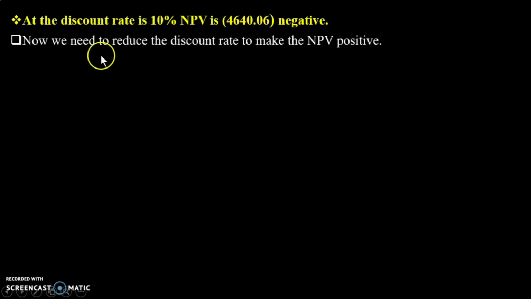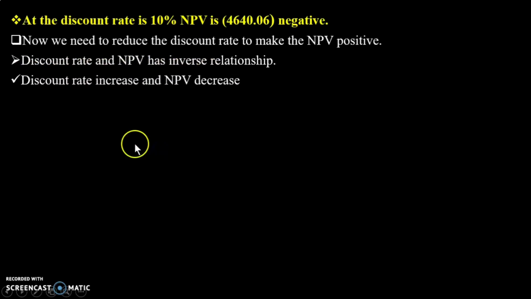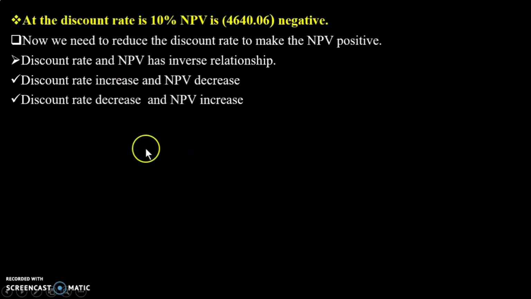At the discount rate of 10%, the NPV is negative 4,640.06. Now we need to reduce the discount rate to make the NPV positive, because discount rate and NPV have an inverse relationship. If the discount rate increases, then NPV decreases. Otherwise, if the discount rate decreases, then NPV increases.